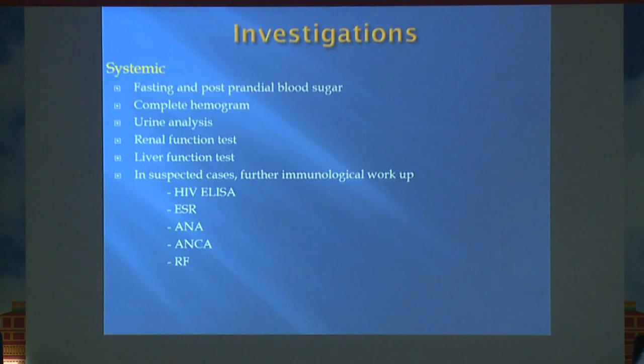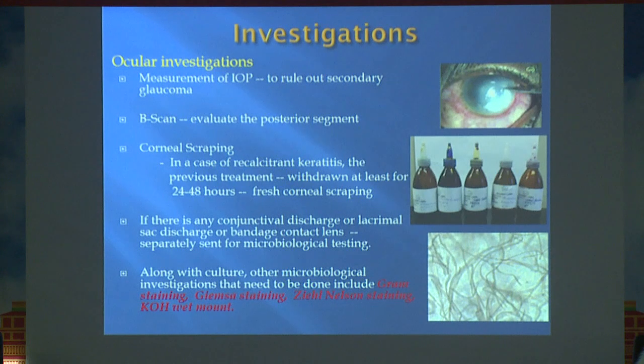So we have to rule out any systemic diseases, especially diabetes mellitus and any other immunocompromised diseases. In ocular investigation, we look for intraocular pressure, B scan to evaluate posterior segment. Corneal scraping should be done in case of recalcitrant keratitis. The previous treatment should be stopped for at least 24 hours and fresh corneal scraping should be done. If there is any conjunctival discharge or lacrimal sac discharge or bandage contact lens, that is separately sent for microbiological examination.